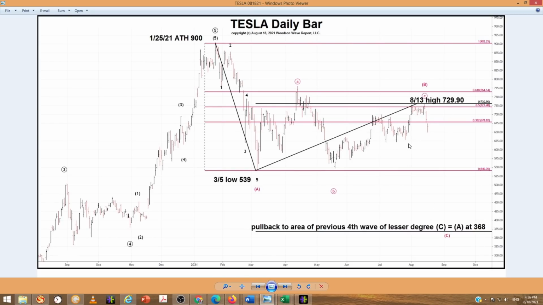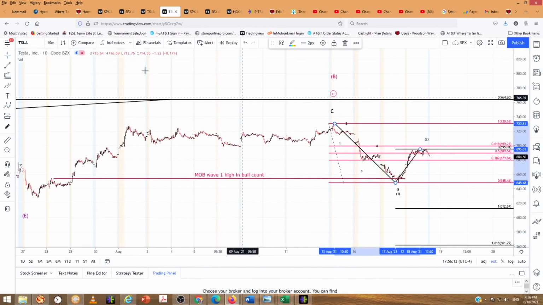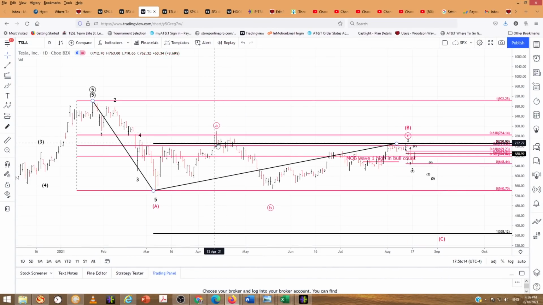Again, we need to see a break of these lows right around 625, and then this double bottom here, and that'll bring 368 into play. Should be safe around 764, or what was that? I think it was like 799 on Tesla. Let me get back to the bigger chart. That was 780, my bad. 780, and there's 764 is a Fibonacci 618.